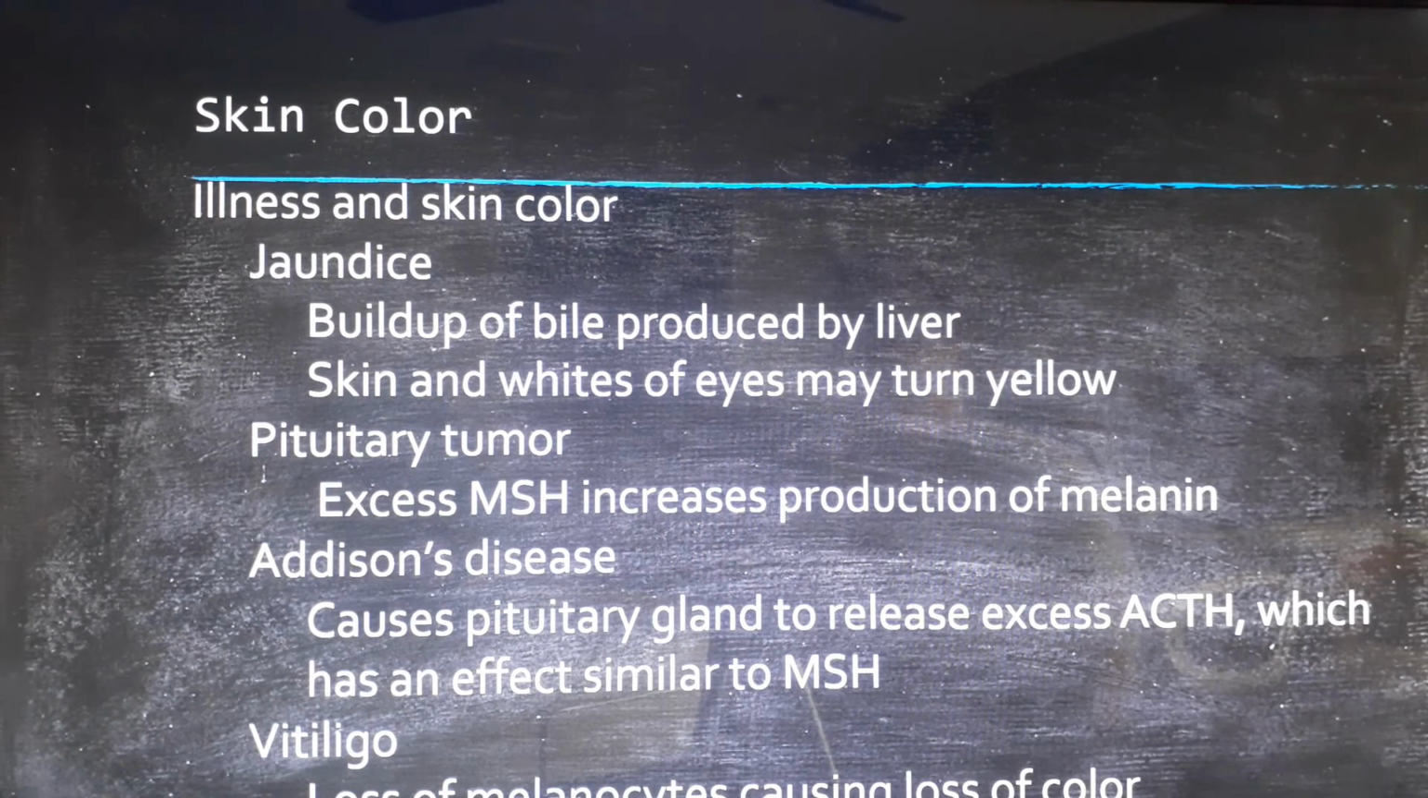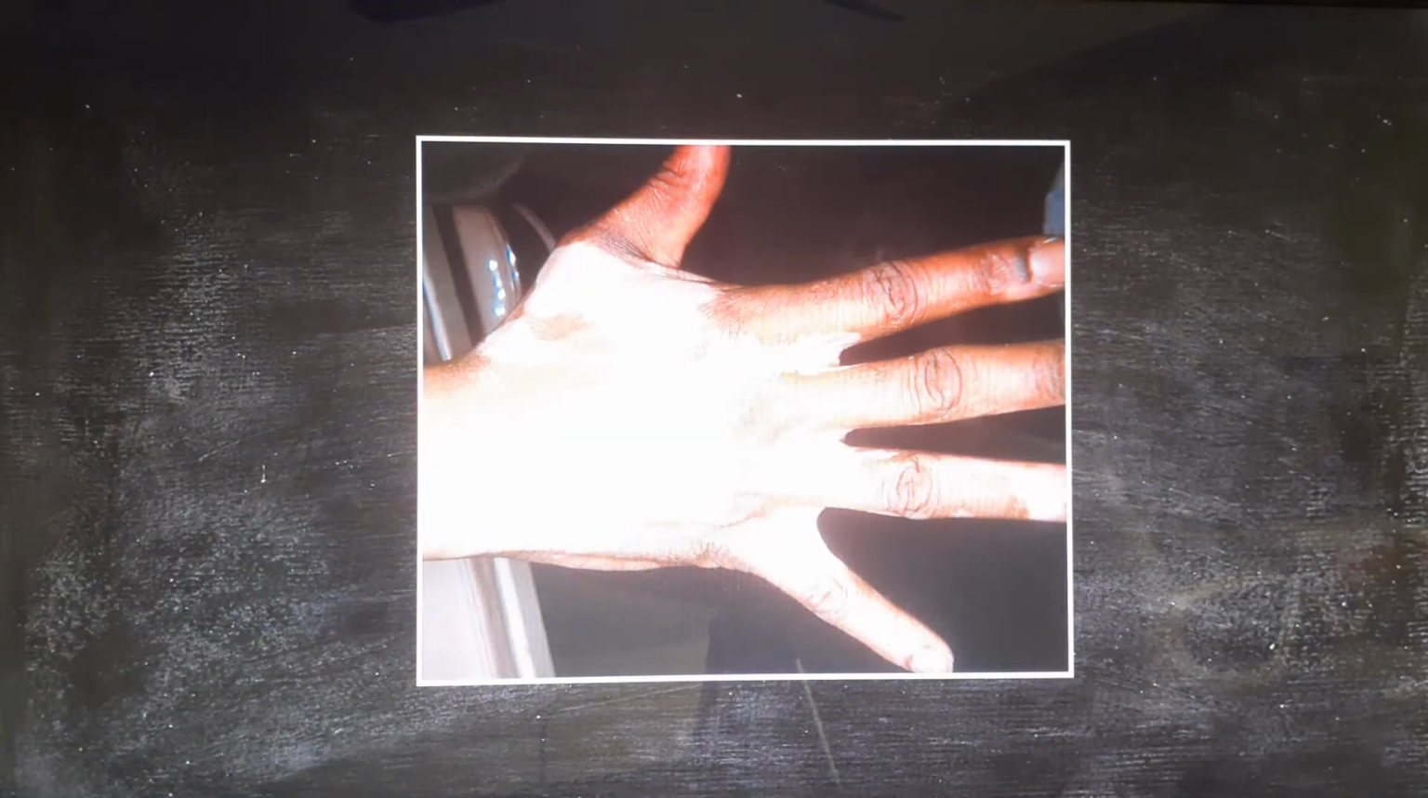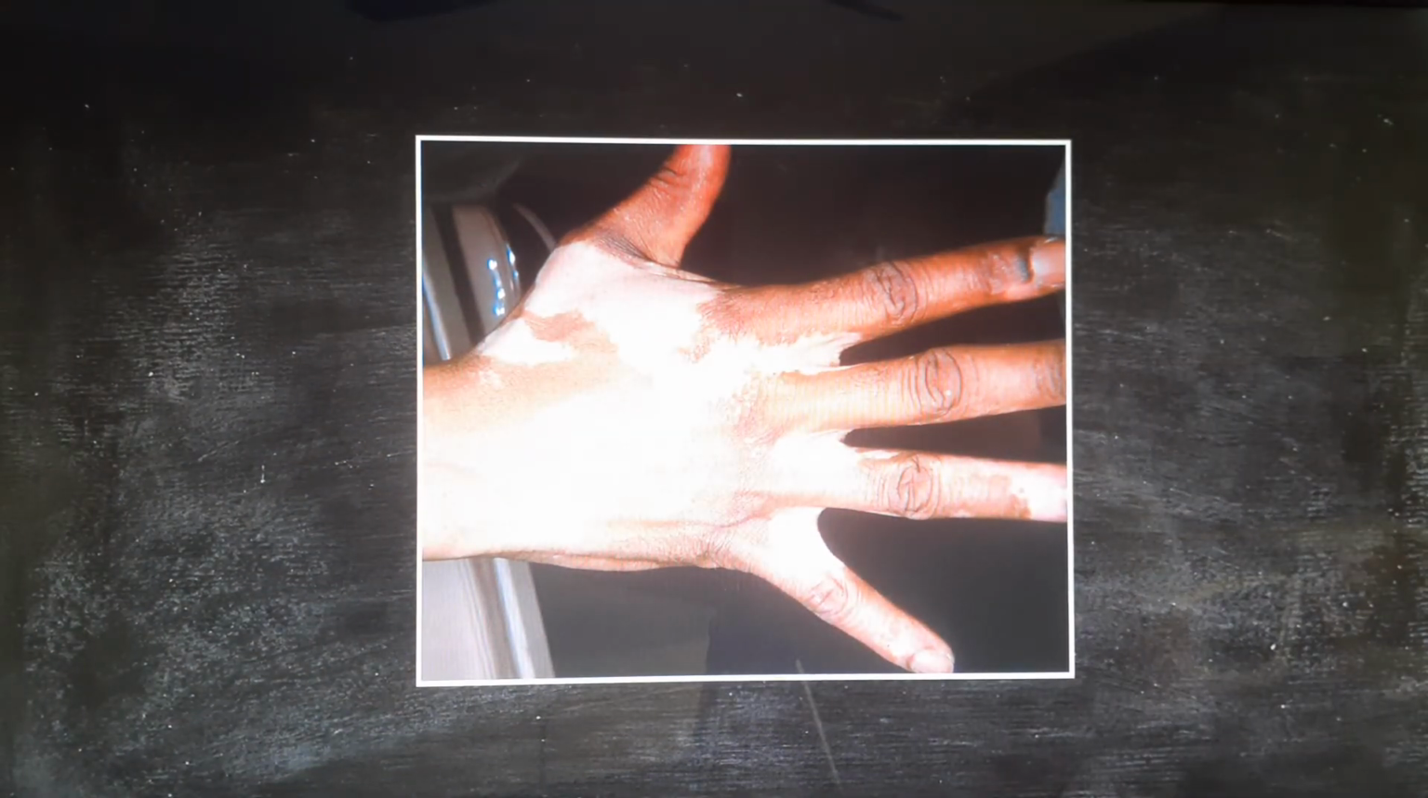Okay, if you have a pituitary tumor, you can also have melanocyte-stimulating hormone, which makes you have darker patches. Addison's disease does the same thing. And then there's also vitiligo. So in some cases, your immune system may kill off the melanocytes in patches of the skin. Without melanocytes, those patches don't have any color. And so only those areas where the melanocytes have died, you will see lightened skin.